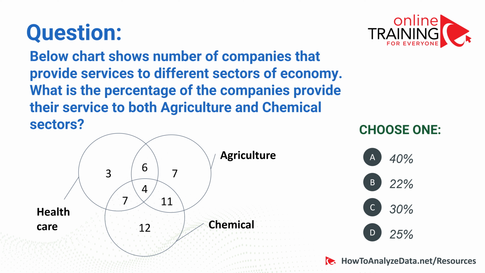Below chart shows the number of companies that provide services to different sectors of the economy. What is the percentage of the companies that provide their services to both agriculture and chemical sectors? And you have four choices here: 40%, 22%, 30%, and 25%.